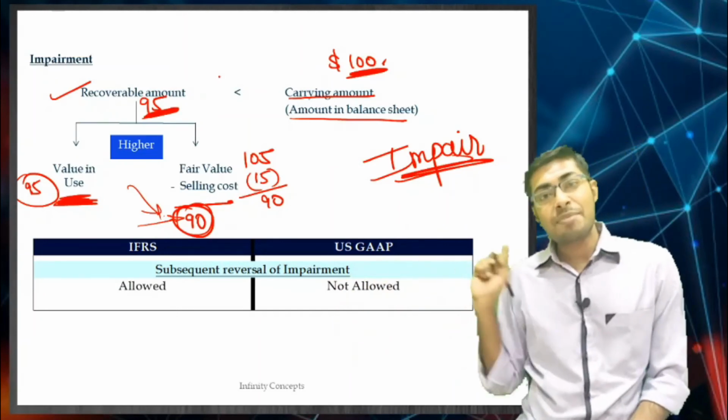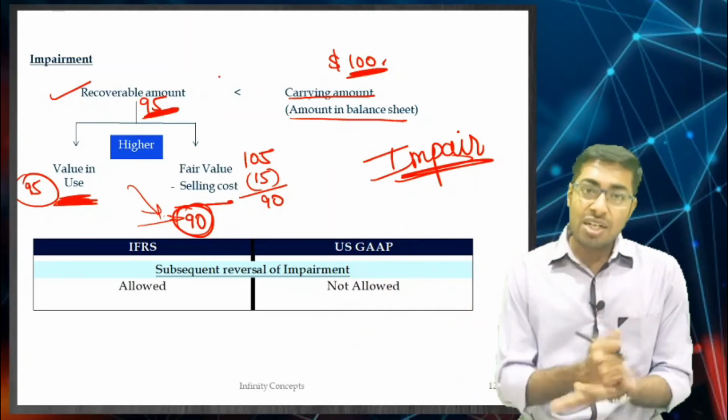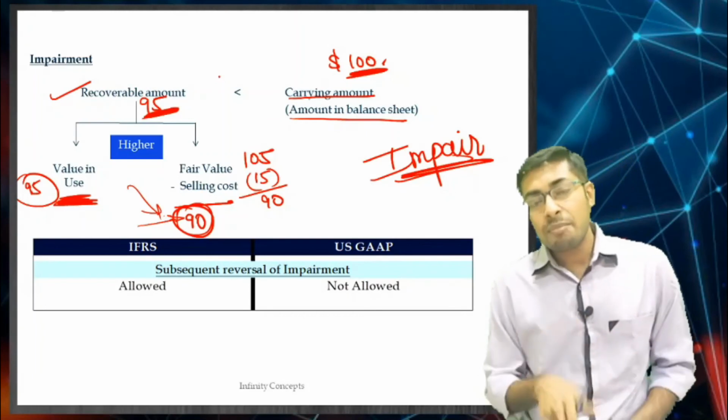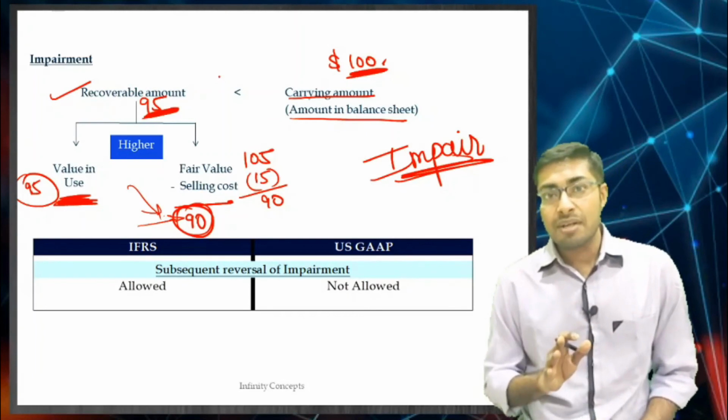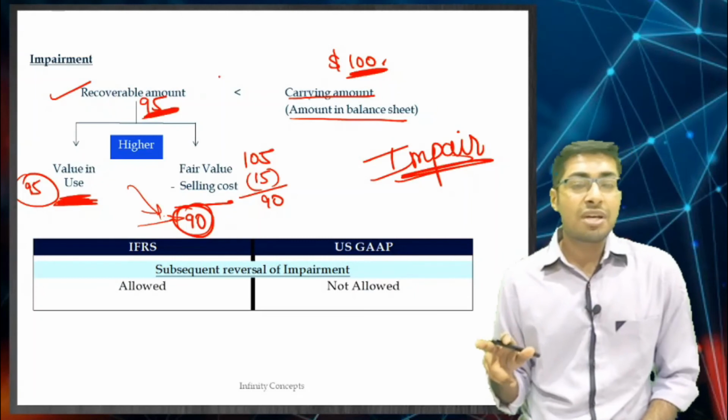Now remember, this is what impairment is, and therefore IFRS is also going to allow subsequent reversal of impairment. US GAAP is not going to allow. US GAAP says once done, it is done and dusted. Why did you come back again to reverse the impairment? But then IFRS is going to allow reversal of impairment.